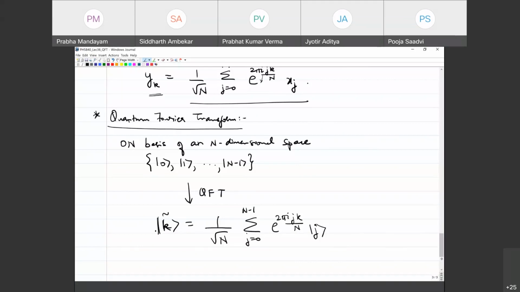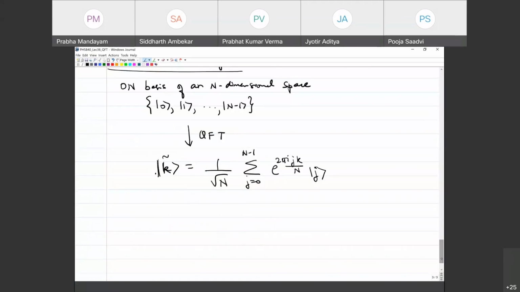So of course, I already told you that this is an orthonormal basis and all that, but we can check all of that, okay? So this is what it does to the basis elements of the n-dimensional space. So what about an arbitrary vector in the n-dimensional space?